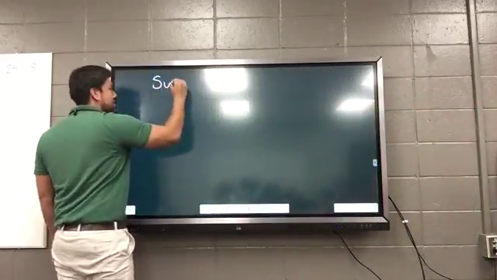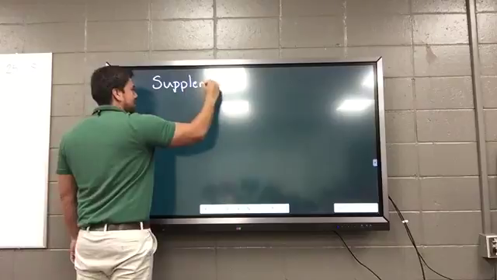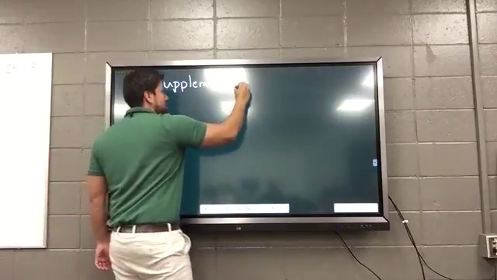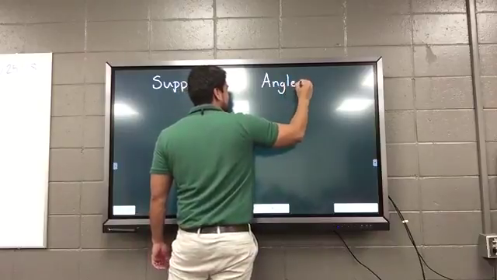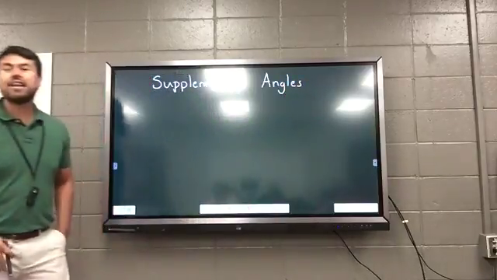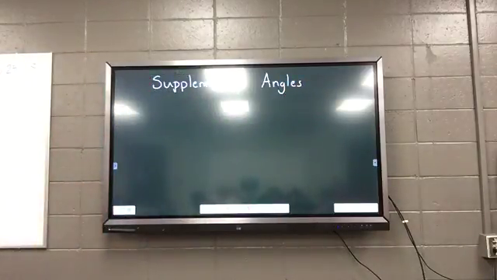Supplementary. This is the last new thing, and it's very similar to complementary. Supplementary angles. What do you guys think these two add up to be? Another special measurement in angles or circles, 180 degrees.